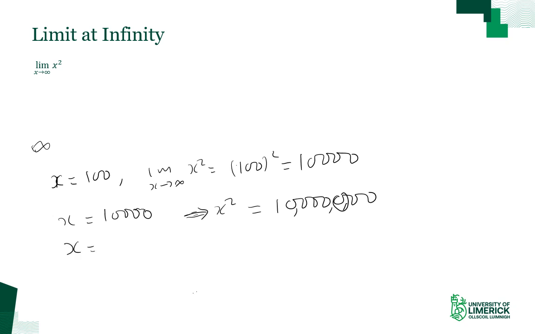If we put the input x as maybe 100,000, then x square will approach almost 10 billion. So we can see as x becomes larger, x square becomes much larger. That's why we say this one will also tend to infinity, because we want x to be the largest number that we can find, then x square will also be a very large number. So this will also tend to infinity.